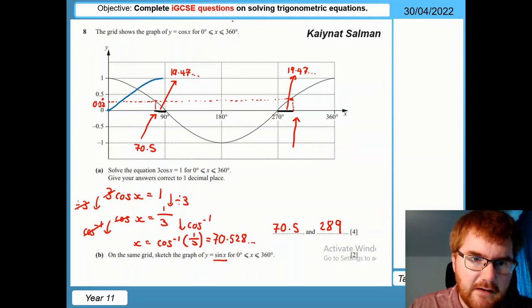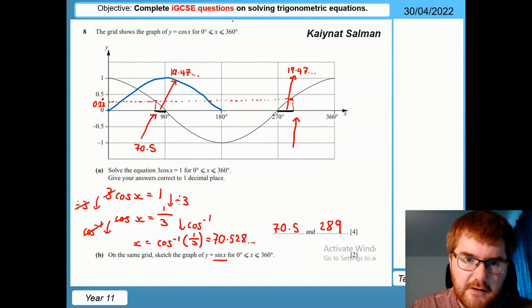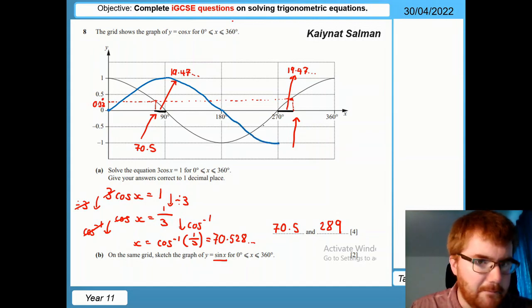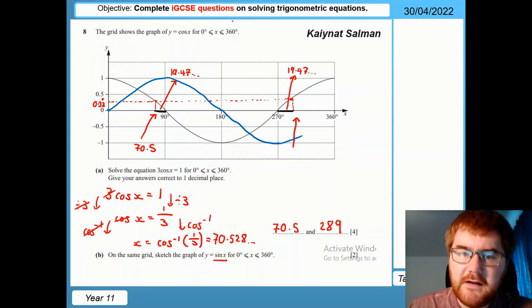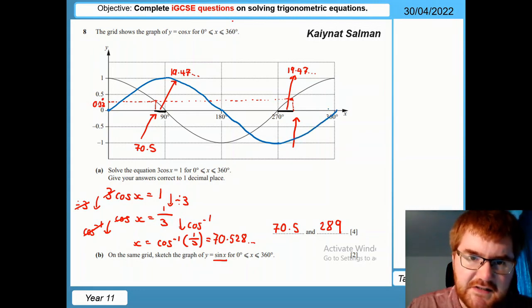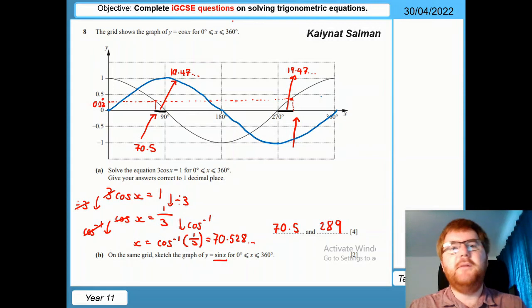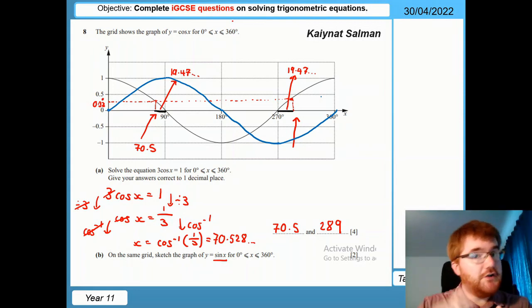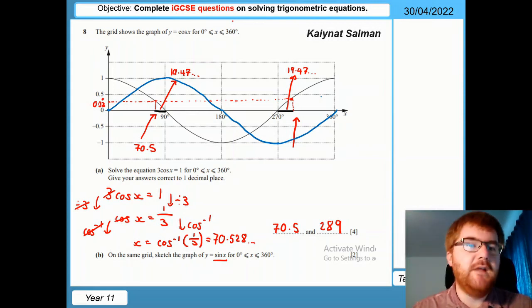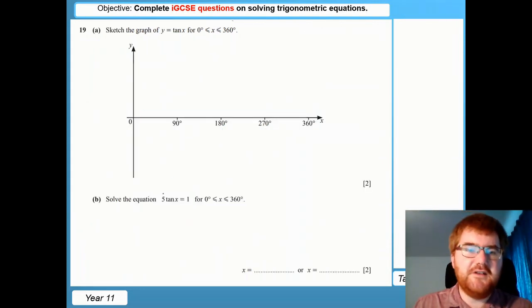Notice the parallels with the cosine graph. Then it comes down towards 180 at zero. Then we're going to go down into the negatives. That's it. When we get to minus one, and then we come back up to get to 360. So you need to know this graph off by heart, and that goes for sine, cosine, and tangent as well. Because without knowing the shapes of the graphs, we can't do the same analysis that we've just done on question 8a. Right, let's go on to the next question.